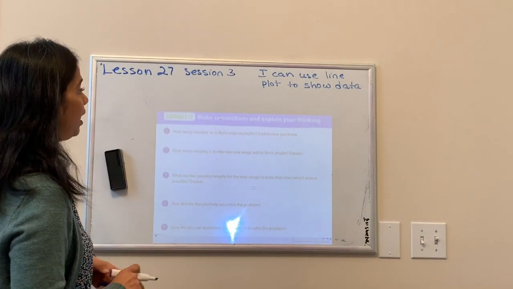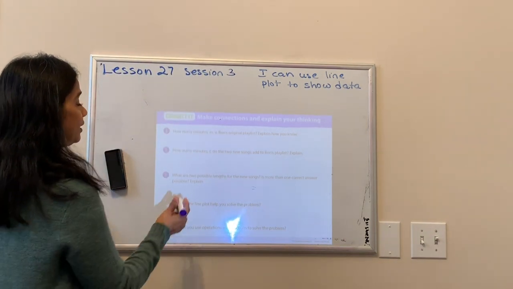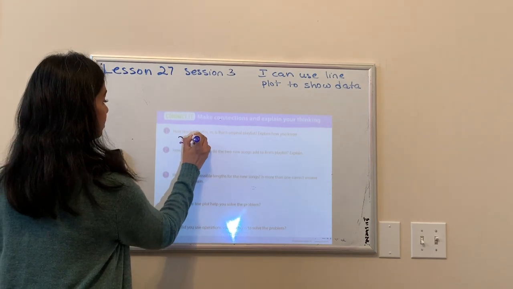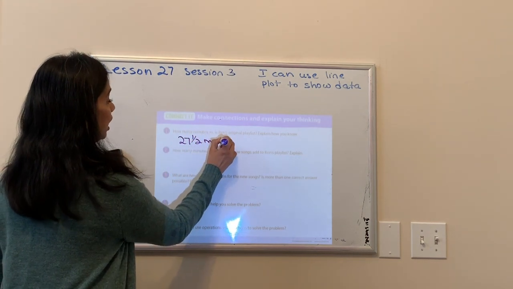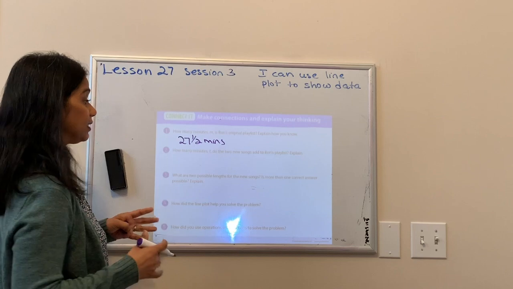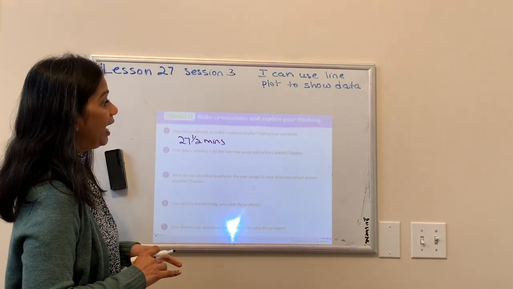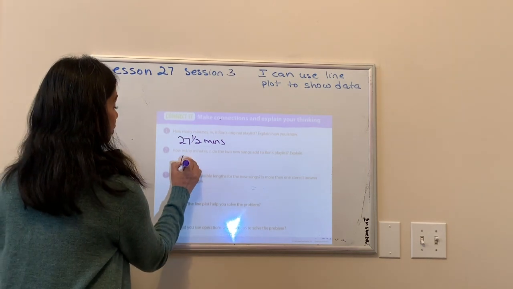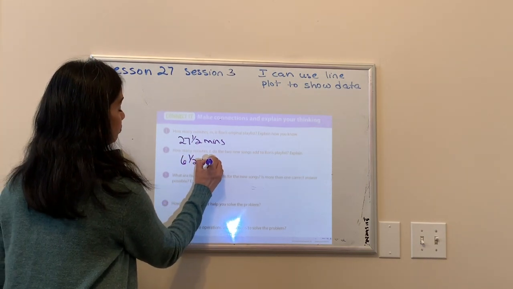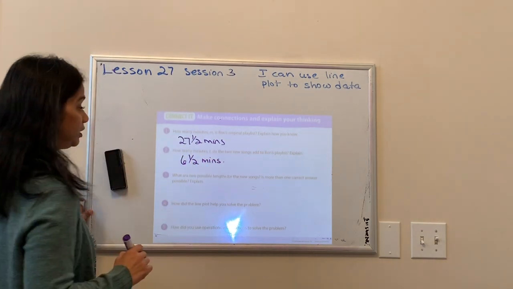How many minutes M is Ron's original playlist? His original playlist is 27.5 minutes. How do we know? Because we added all the data on that plot. How many minutes T do the two new songs add to Ron's playlist? We know that it adds 6.5 minutes because his playlist was 34 minutes long.